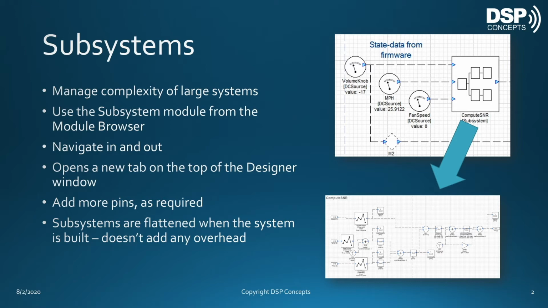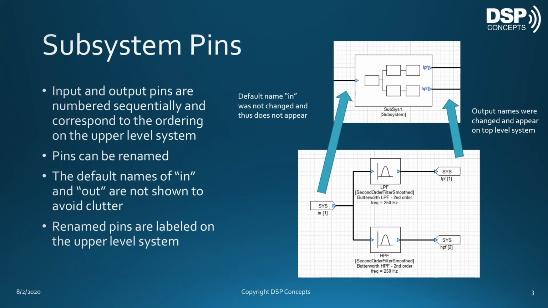When the system is built, the subsystem is flattened so that when the overall system is built, having a subsystem doesn't add any overhead. No overhead in terms of MIPS or memory. Subsystems can also have pins, and input pins are numbered sequentially as you drag them out, and they correspond from top to bottom to pins on the top level system.